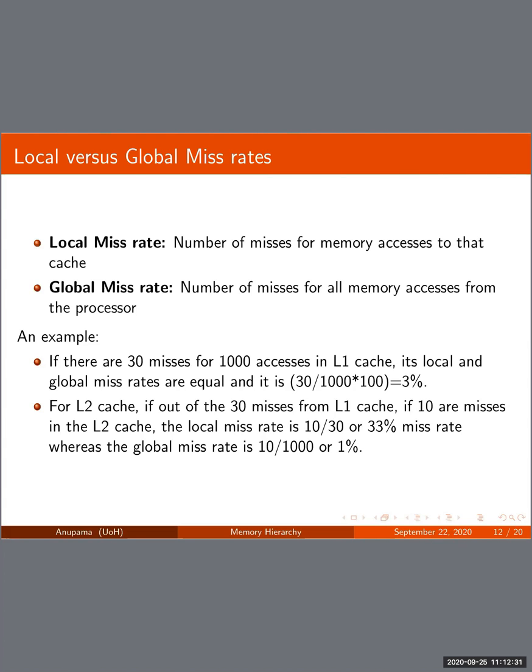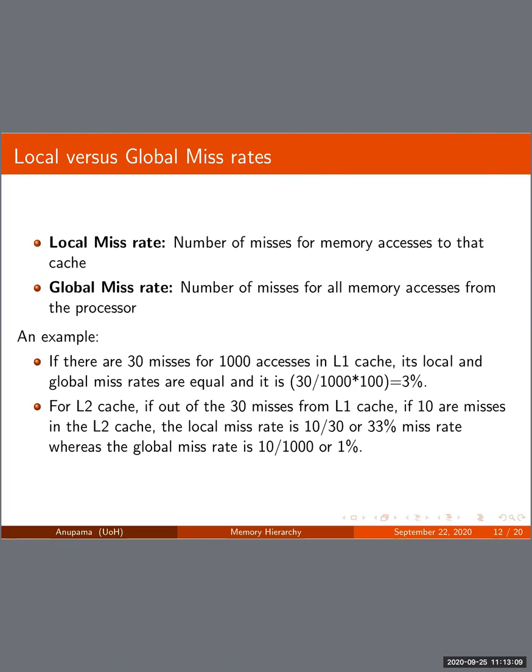Out of these 30 accesses for the L2 cache, if there are 10 misses, then the local miss rate will be basically 10 out of 30, which is about a 33% miss rate. But in actuality, 10 out of 1000 accesses have missed in the L2, because we assume that whatever is in L1 is also in L2. So the actual miss rate at L2 is only 10 out of 1000 accesses, which is a 1% miss rate.